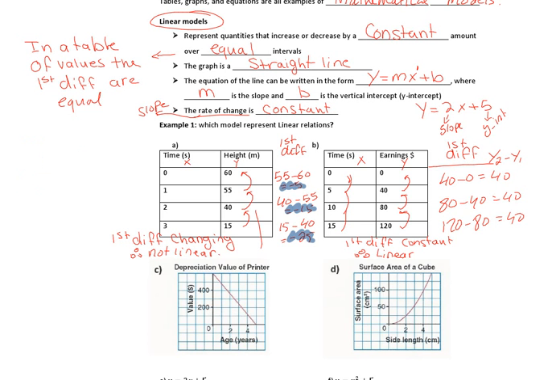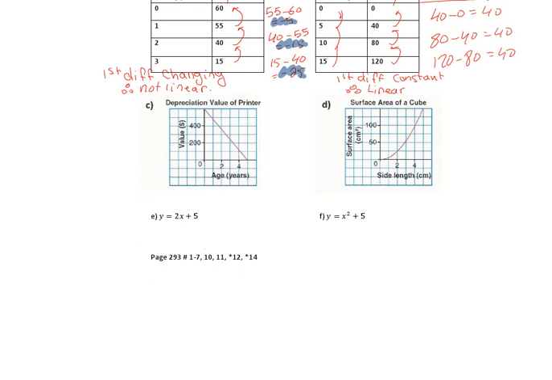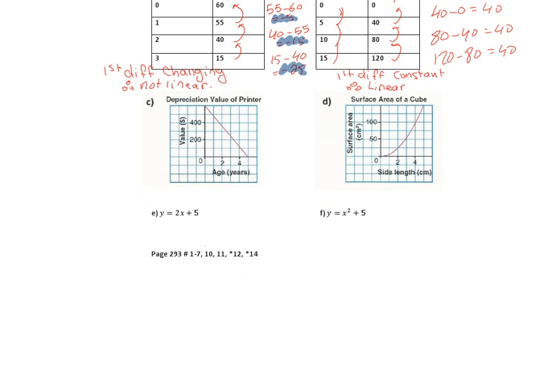Now, in these cases, the C and D, what am I looking at? Am I looking at a table of values? Am I looking at an equation? Or am I looking at a graph? I'm looking at a graph, right?